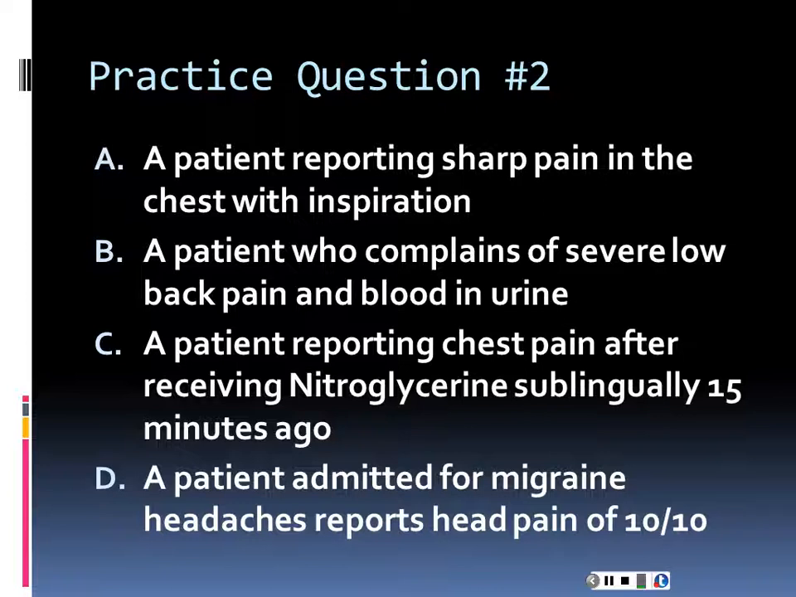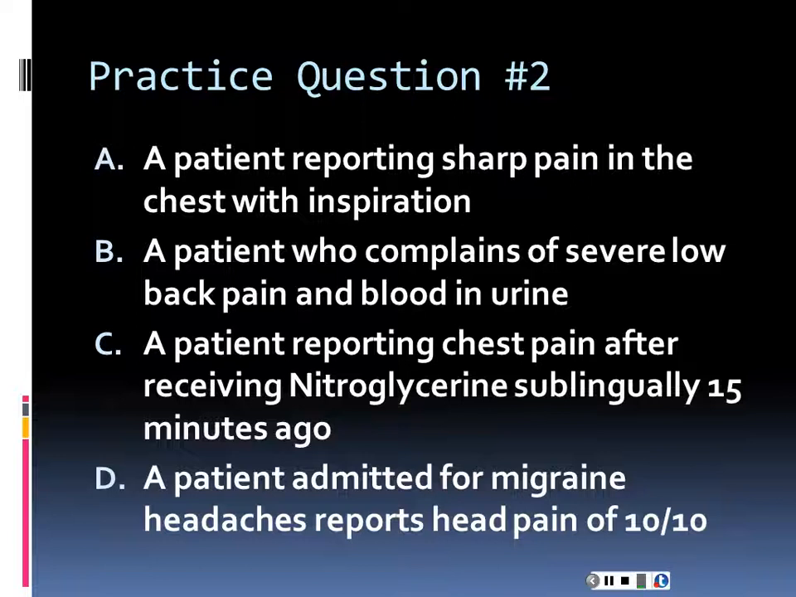I'm looking at B and wondering what is the very worst thing that could happen here. Severe low back pain and blood in the urine, well, gosh, that could be kidney stones. It could be pyelonephritis, or just some kind of nasty UTI. They don't tell me that there's any kind of trauma. Don't make up a story that they're exsanguinating buckets and buckets of blood in their urine.